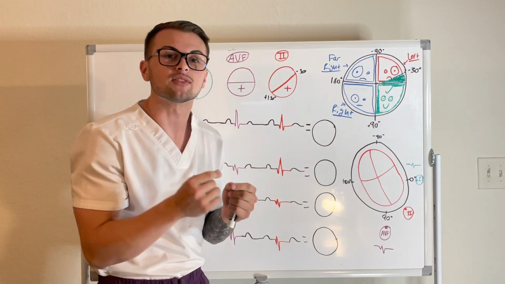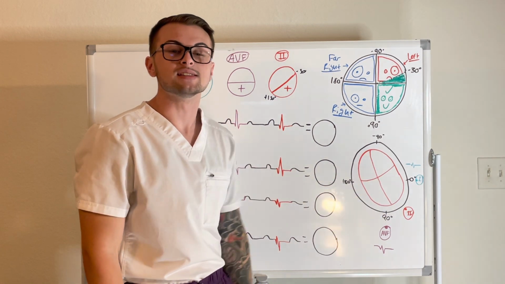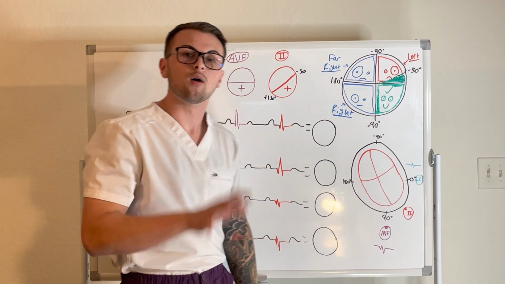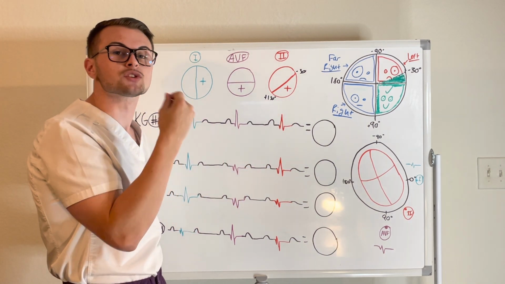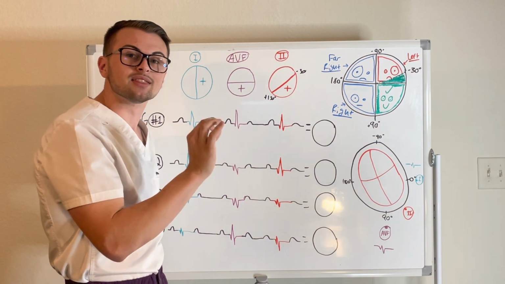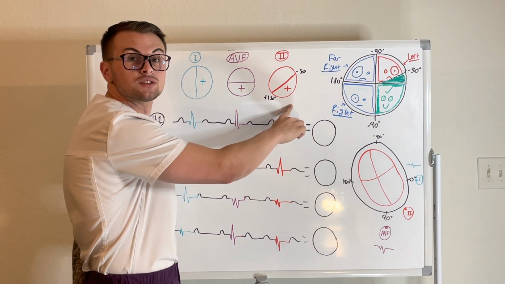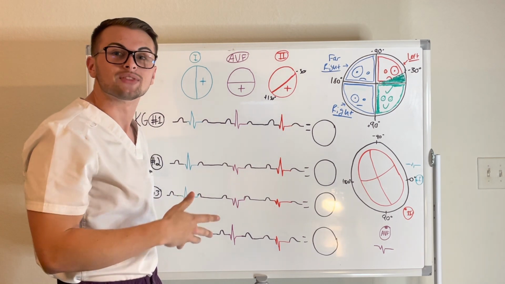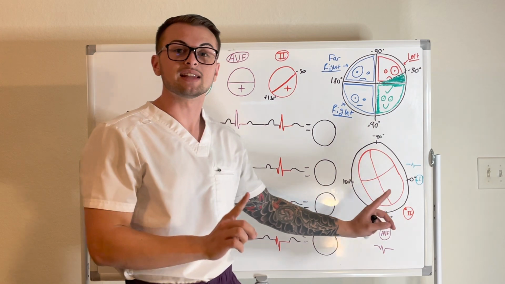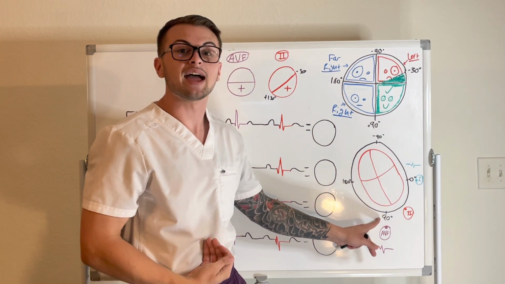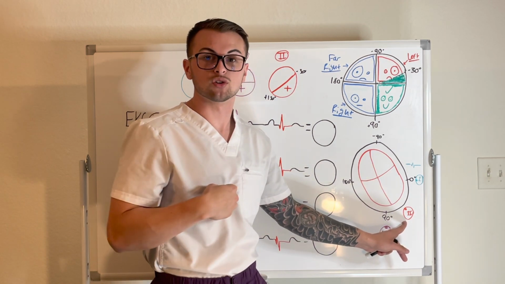So remember that the QRS complex shown here represents ventricular depolarization. So what I've done is I've drawn 3 circles, right? And I call this the 3-circle system. Basically, these circles represent lead 1, AVF, and 2. So we know that lead 1 sits here at 0 degrees. We know that lead AVF sits here at 90 degrees. And we know that lead 2 sits at 60 degrees.